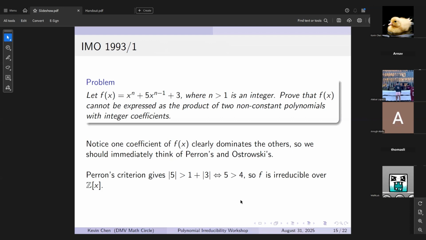So this problem was quite straightforward, but I'm pretty sure in the 1993 IMO, I don't think Perron's was accepted because it was in 1993, but nowadays Perron's is probably going to be accepted in Olympiads.